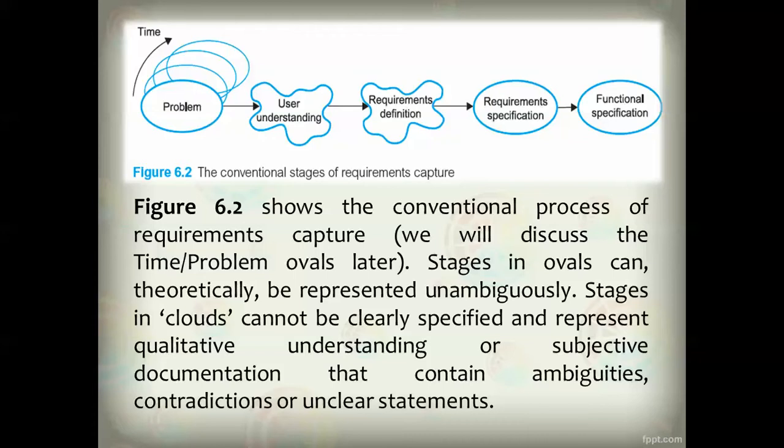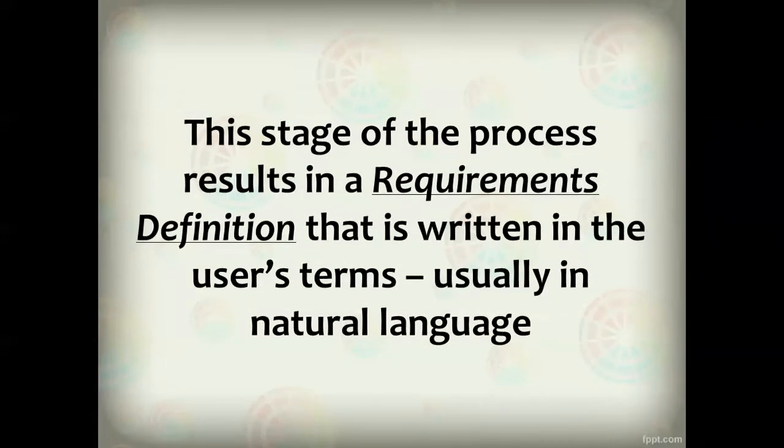The analyst attempts with the user to define the problem and produce a preliminary definition of the user's requirements, what they require of the system. This stage of the process results in a requirements definition that is written in the user's terms, usually in natural language or English. Because this document is written with the user and is based on their incomplete understanding of the problem, it is likely to contain contradictions and ambiguity, and hence it is also represented by a cloud in Figure 6.2.